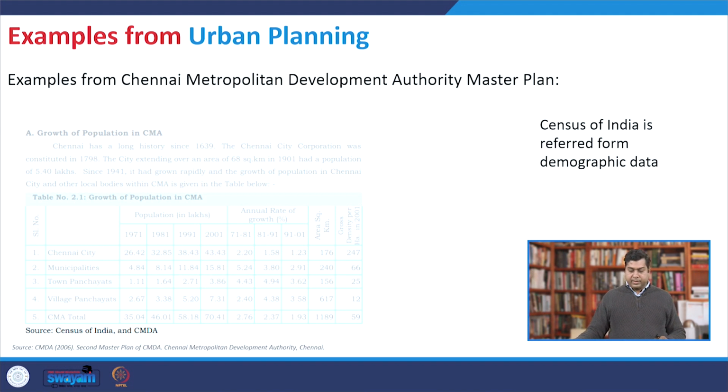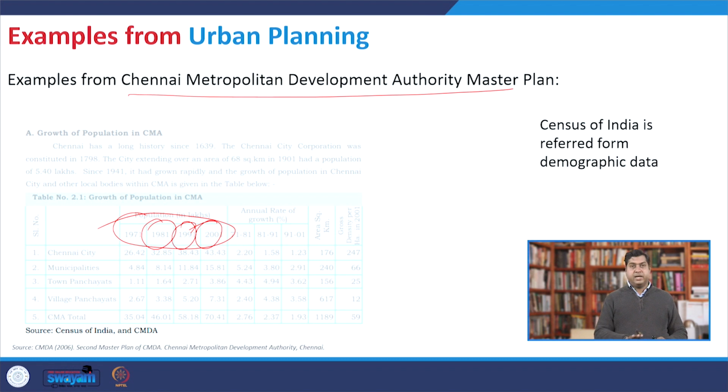In this case, for example, this is from the Chennai Metropolitan Development Authority master plan. They have given the population, and you can see that they have used certain information from the census of 1971, 81, 91, 2001, which is already available information. They use it in their table and also for the growth. In such cases they also calculated the gross density in hectares, the population in that particular square kilometer.